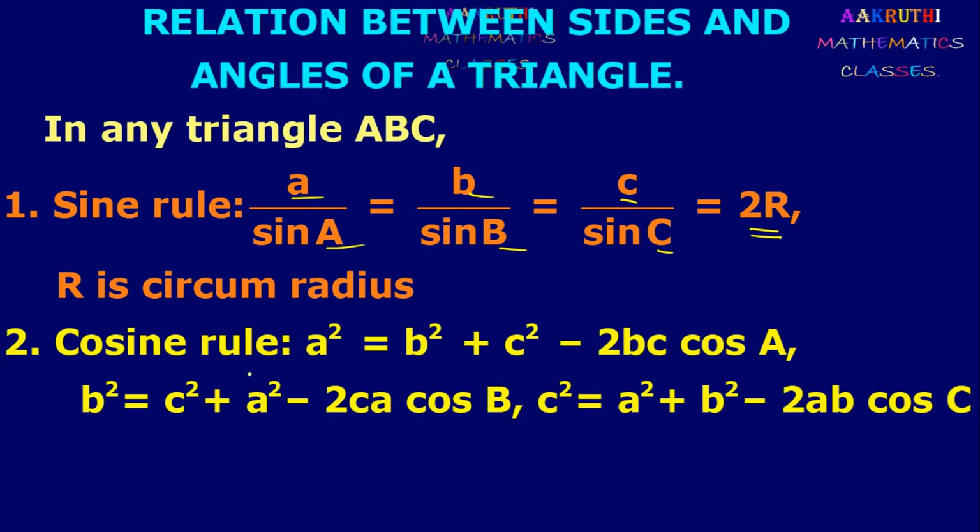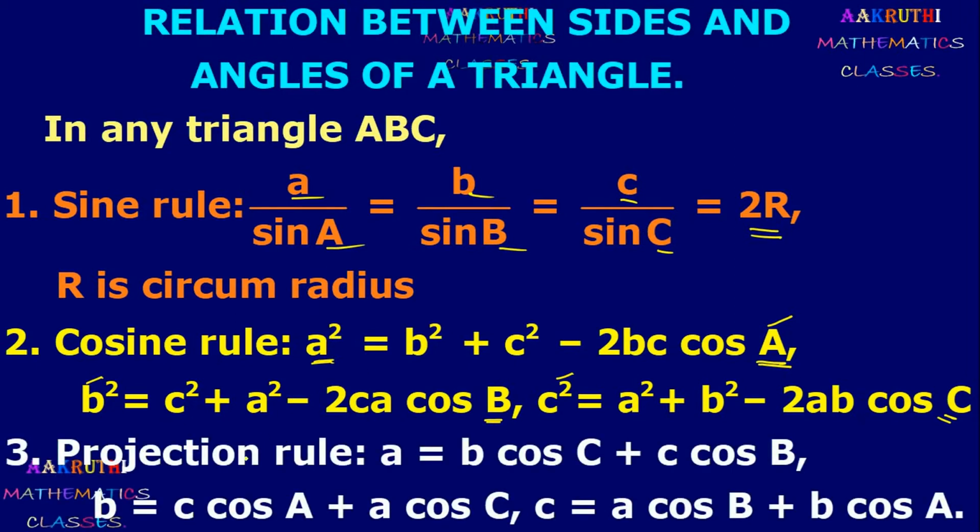So next we have the cosine rule. In the cosine rule, we can write a square equal to b square plus c square minus 2bc cos A. Here A is an angle and all the others are sides. Here we are finding a square, so we have to use angle A. In the same way, if you are finding b square, you have to use angle B, and for c square, you have to use angle C. So b square equals c square plus a square minus 2ca cos B, and c square equals a square plus b square minus 2ab cos C.